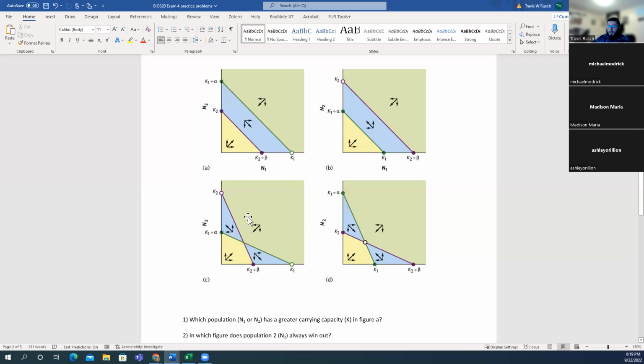So this is just going to be simply maybe not a better competitor, but a numbers game. Who has more to start with in a given region might win out. If they're pretty equal competitors, then numbers might matter. But up here, because the isoclines are different, you might have different levels of competition where species 2 is always going to win out or species 1 is always going to win out.